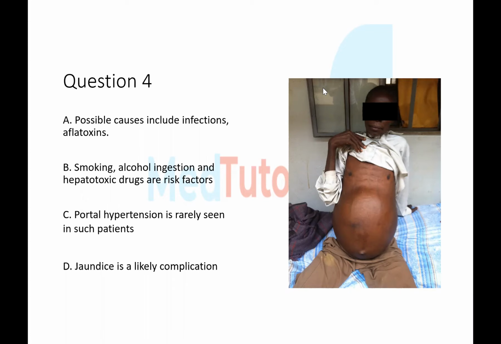So smoking, alcohol ingestion, and hepatotoxic drugs, well, they are all risk factors and can make the liver become decompensated. Okay, so we've talked about C, that one is false. Jaundice is a likely complication, so that is also correct. So let's go to the next question.